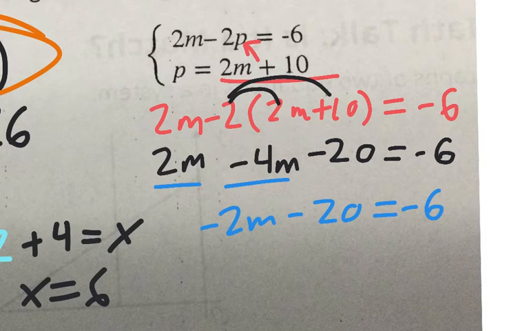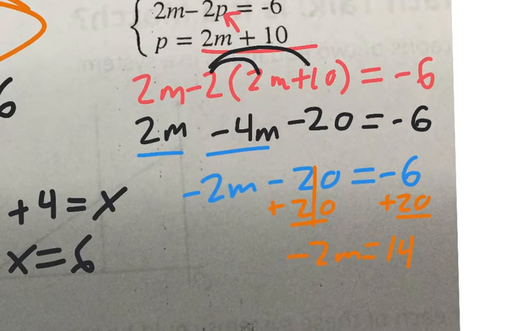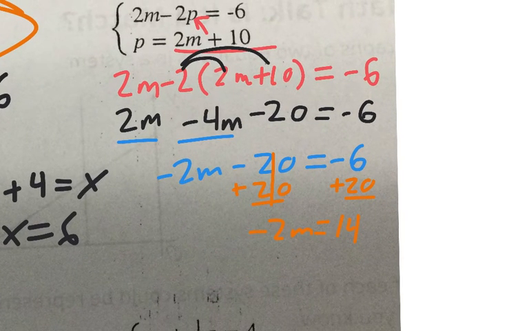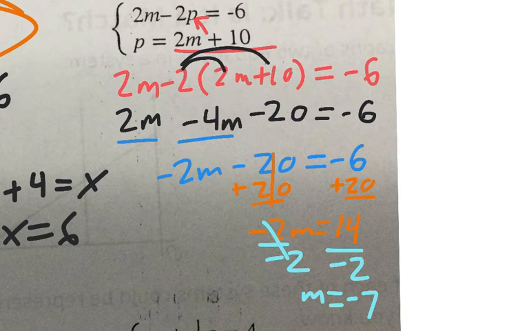Now I have a single variable, m. So let's get that m by itself. Add 20. So negative 2m equals 14. Divide by negative 2. So m equals negative 7. So that's just the first part. Right now I know my ordered pair, the m value is negative 7.